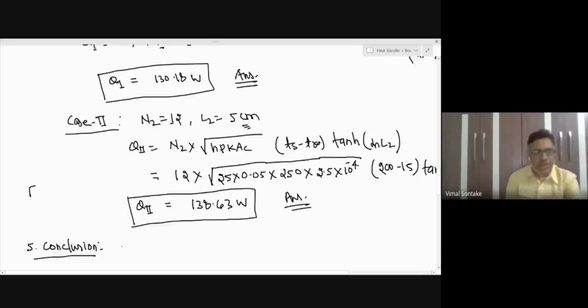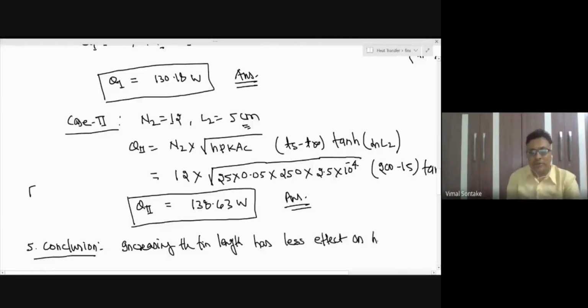So I can write here the conclusion: increasing the fin length has less effect on heat transfer rate. So this is the conclusion of this problem.